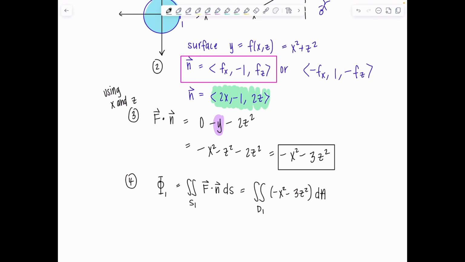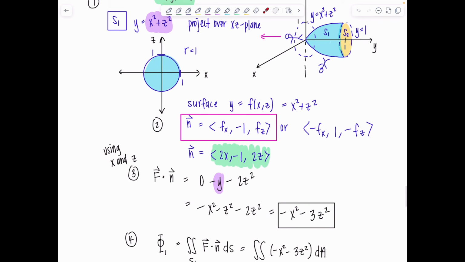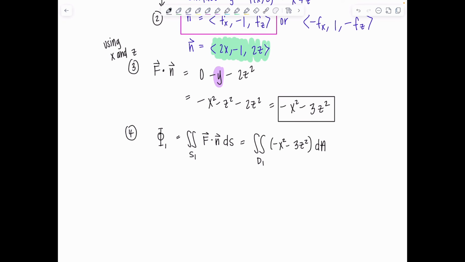You guys, we can go polar even though we're integrating over a circle in the xz plane. So x will be our r cosine theta, and this time z will be our r sine theta. It's totally fine. Let me take the negative out, and then we're just going to go 0 to 2 pi, 0 to 1. X squared is r squared cosine squared theta plus 3 r squared sine squared theta. Very good. And then dA is r dr d theta.